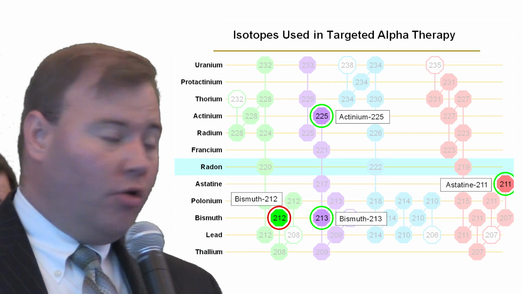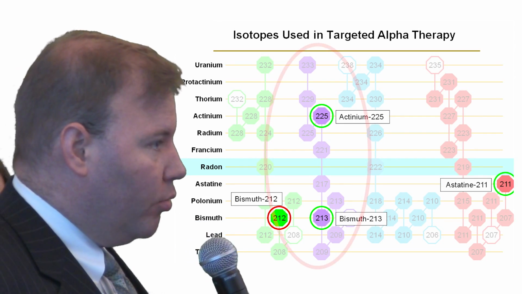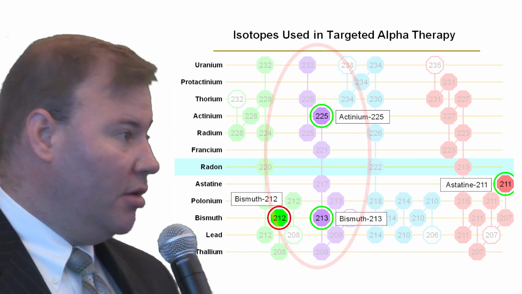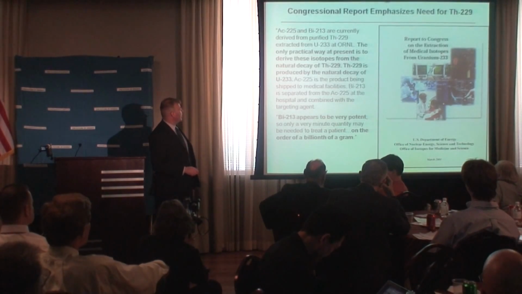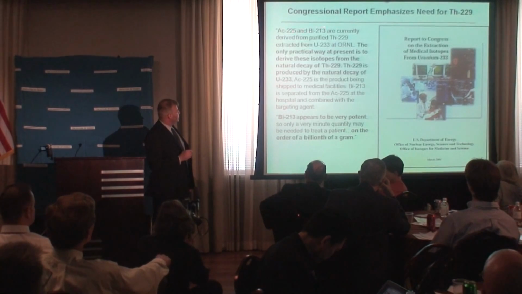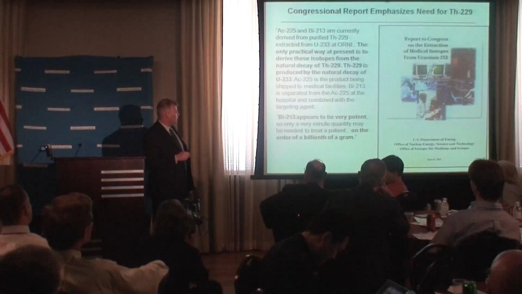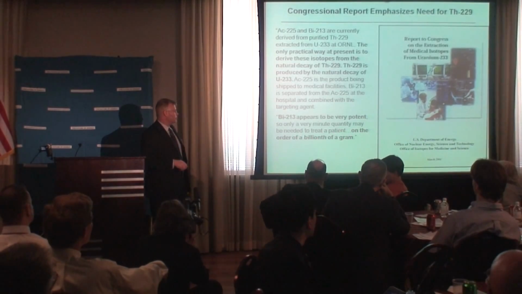We, in the course of pursuing a thorium-powered world, recreated this decay chain about 50 years ago. People have known about it for a long time. Look at the time on this report, March 2001. Actinium and bismuth-213 are currently extracted from purified thorium-229. The only practical way is to get this from the natural decay of thorium-229. It's very potent. We only need on the order of a billionth of a gram to treat a patient.